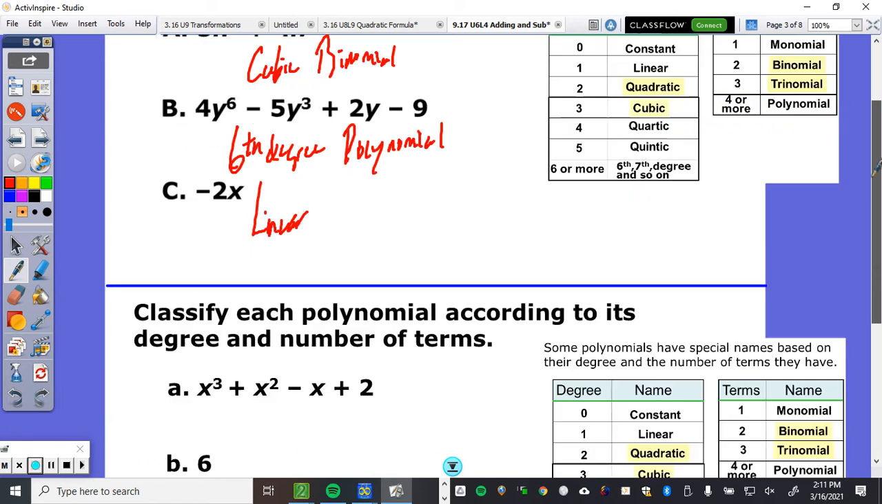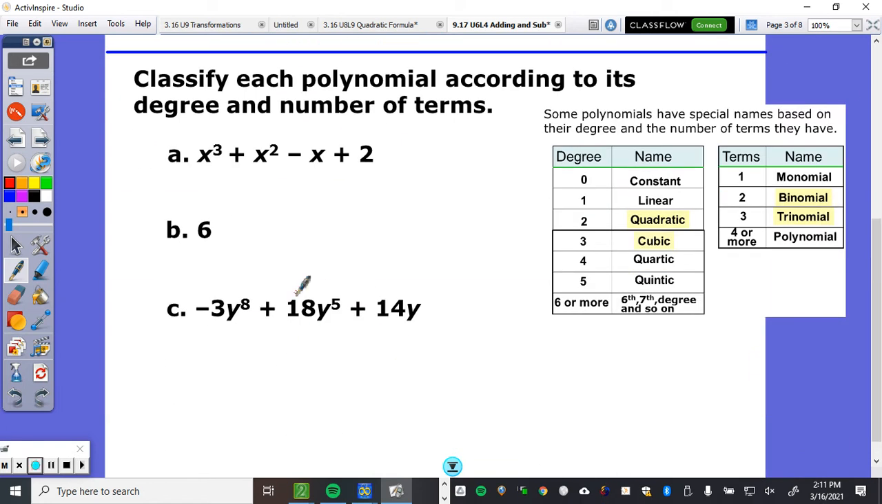All right, let's do it again. Classified by degree and number of terms. The degree of this is 3. The degree of this is 2. The degree of this is 1. And the degree of a number with no variables is 0. The highest number is 3. We come over here by degree. This is cubic. It has 4 or more terms. We call it a polynomial.